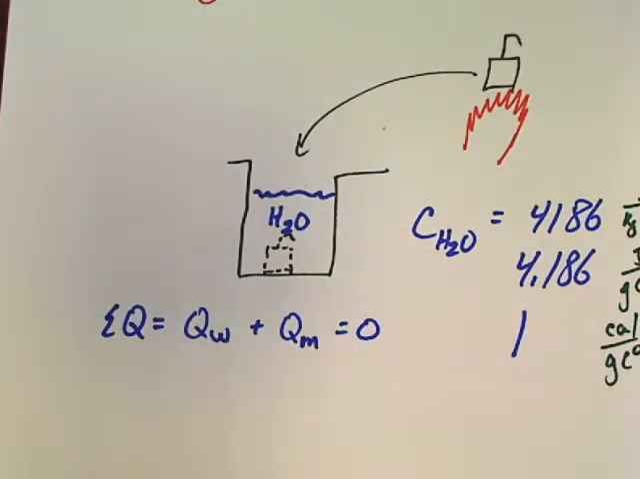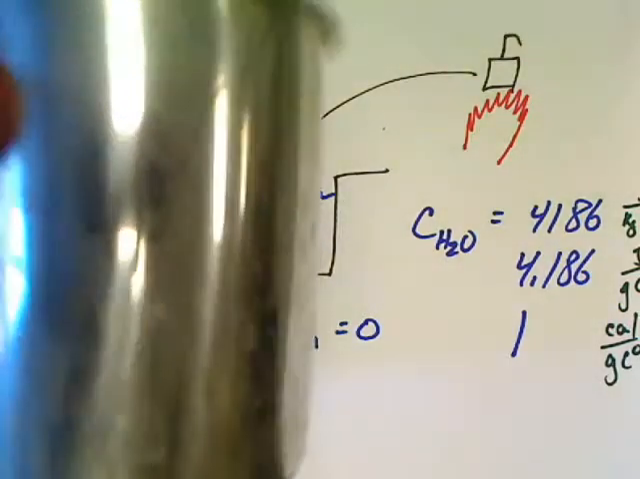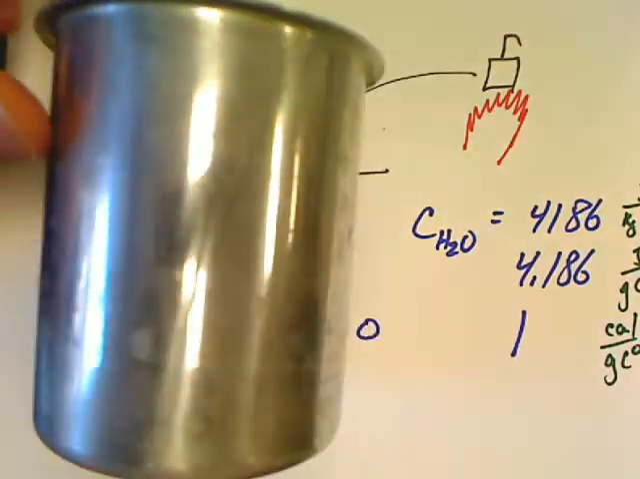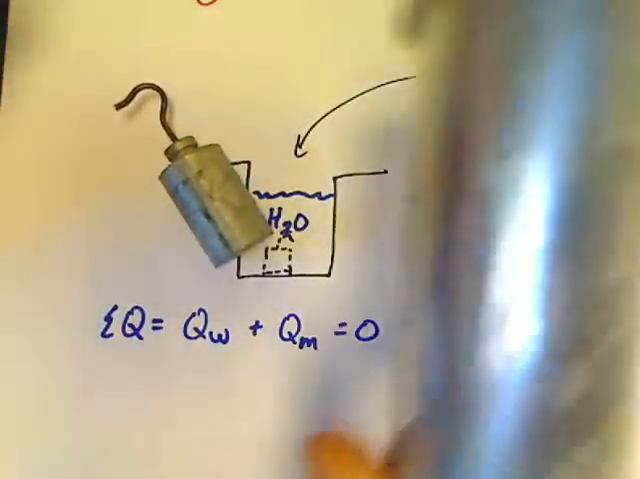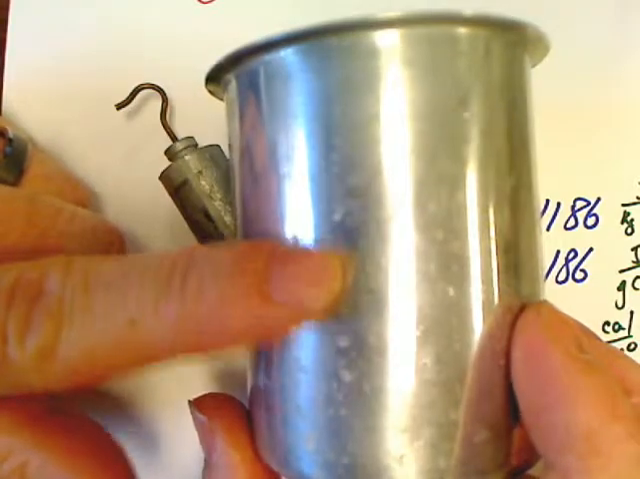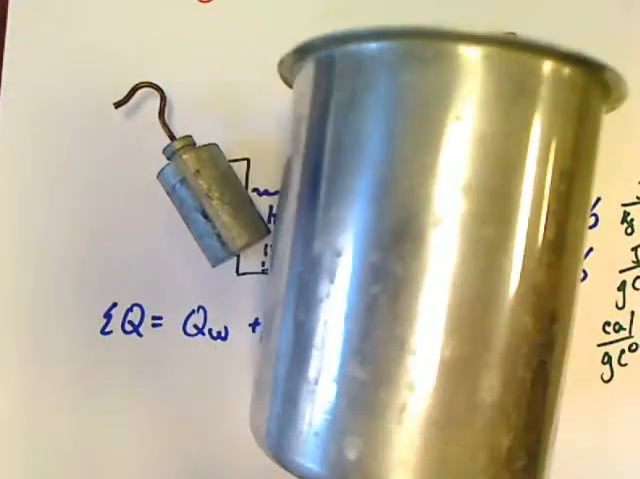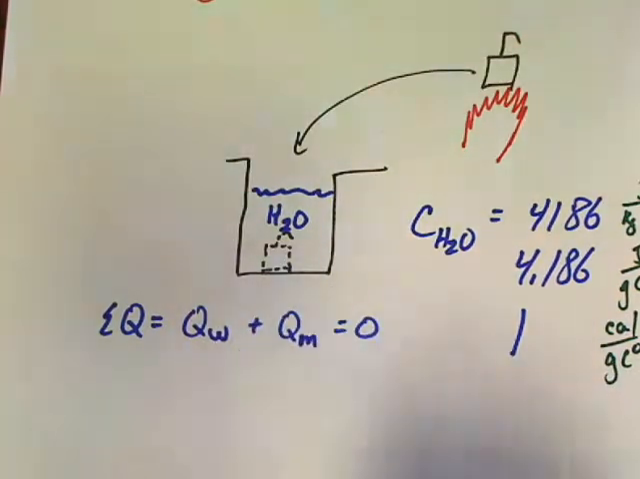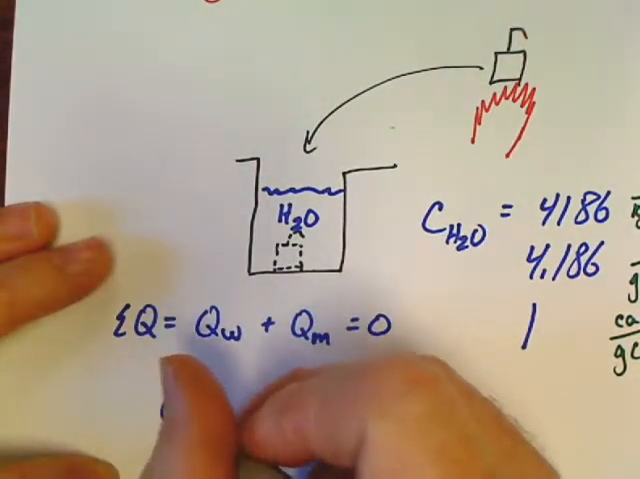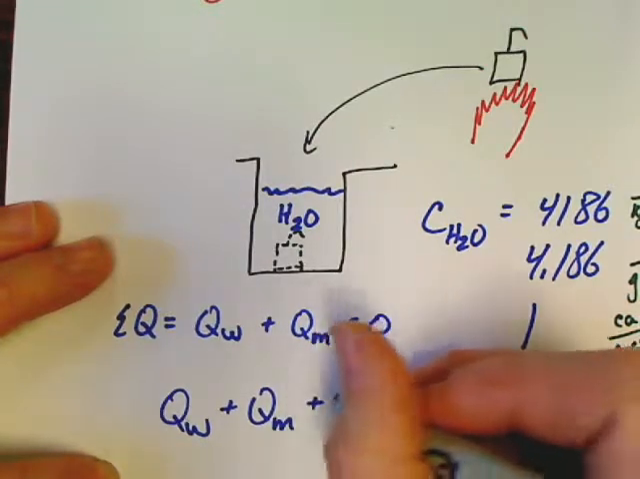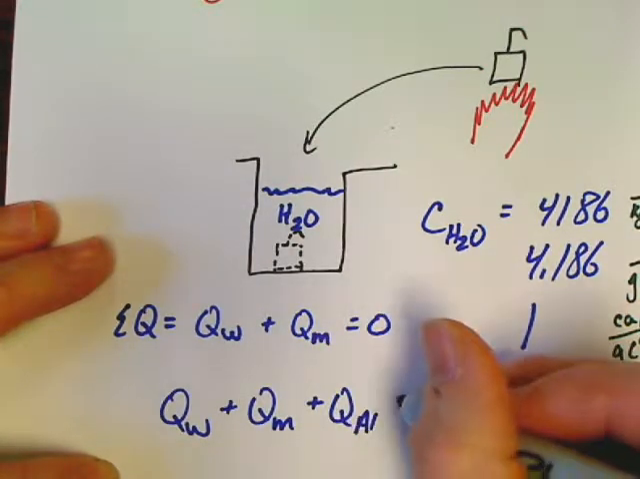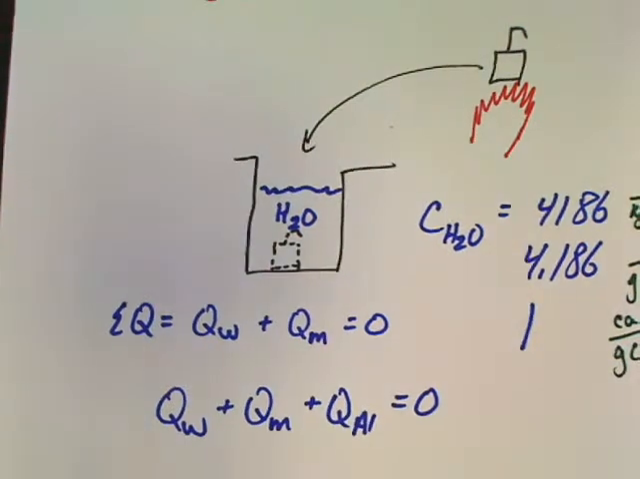Now, if the problem wanted to be nitpicky about it, this is the inside, this is that inner cup of the calorimeter. It might give you a mass for this. Well, that's no problem. This thing's made out of aluminum. So, what if it did? Well, I would write Q for water, plus I would have a Q for the metal, plus I would have a Q for the aluminum, and I'd still set it all equal to 0.